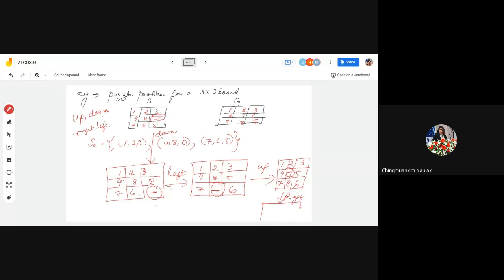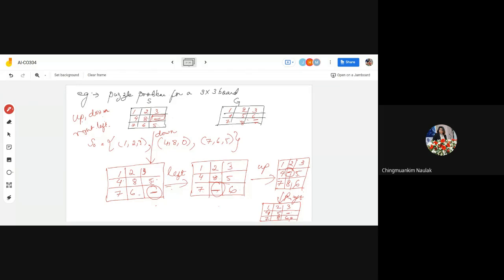What is the next thing that you're going to get? You're going to get this. You will get 1 2 3, and then 4 5. This comes at the right now, and below you have not performed any operation. 7 8 6 as it is. Now again compare this current state to the goal state. 1 2 3 is fine. 4 5, something has to be here. What is that? 6 has to be here, right? If you look at below, 7 8 is fine.